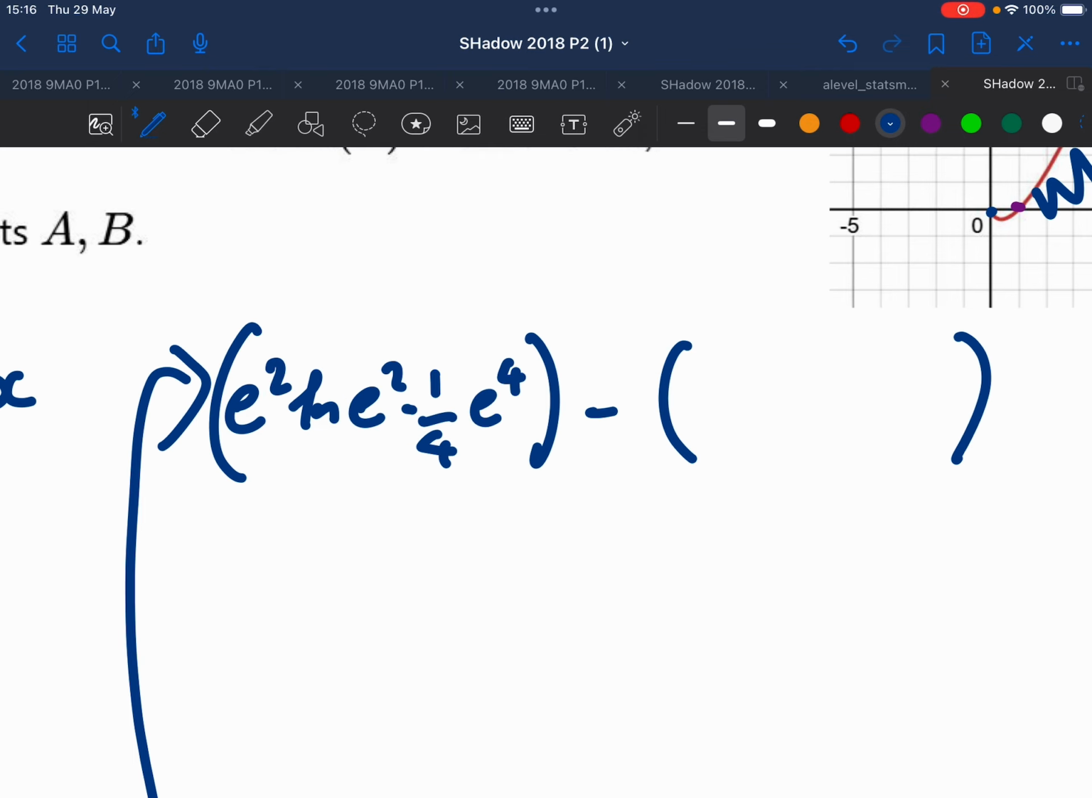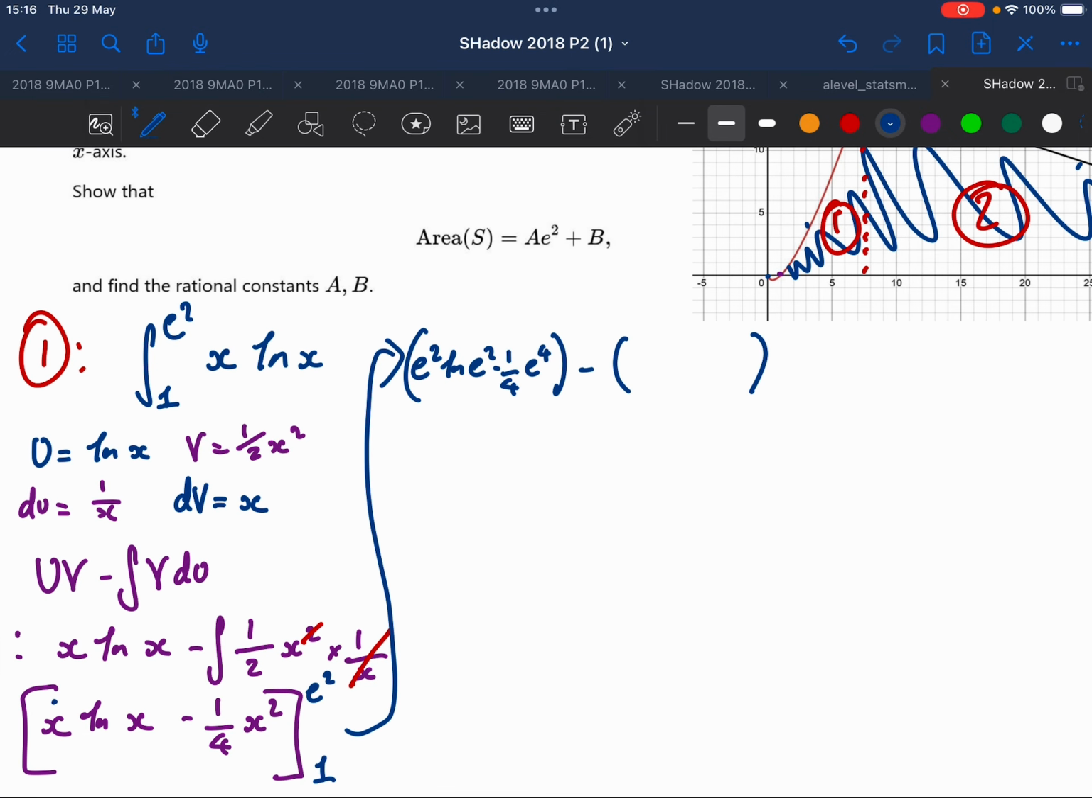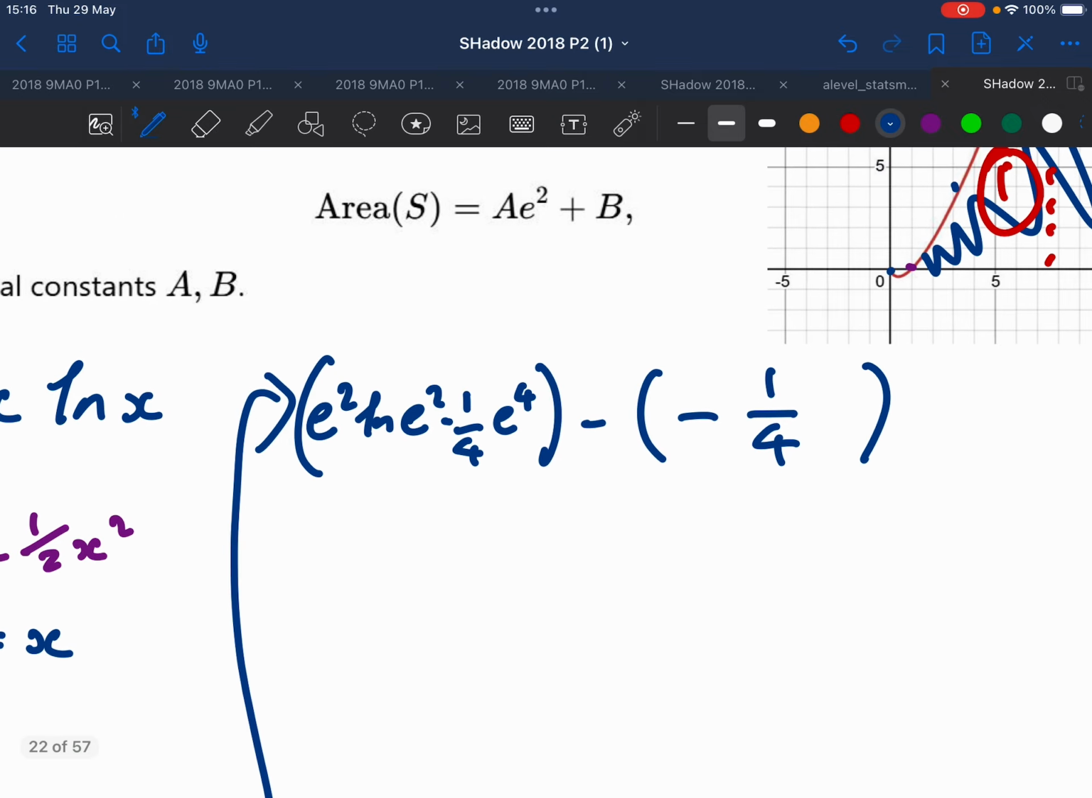Okay, and the other one has a 1 in it, so I'll get 1. Natural log of 1 is 0, so then I'll get a minus, don't forget the minus, and then this is a quarter, isn't it? A quarter.